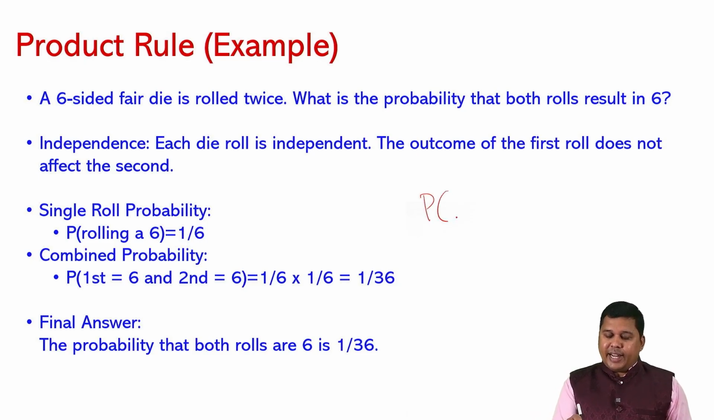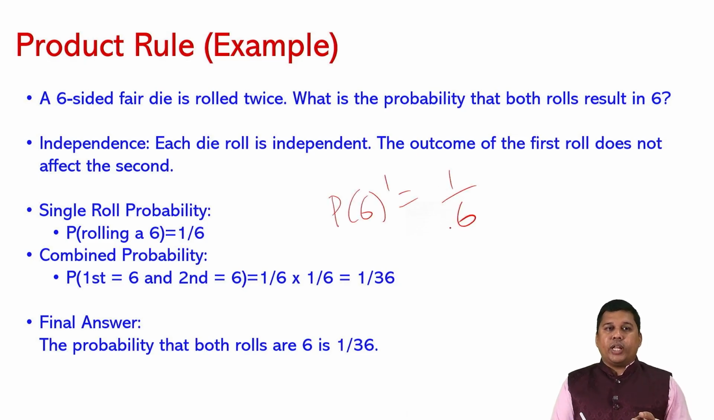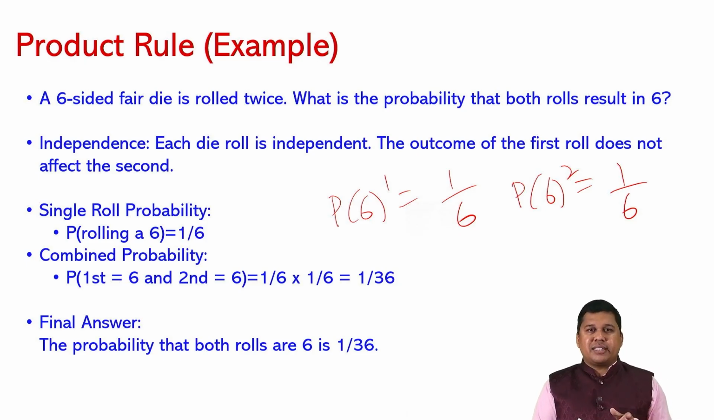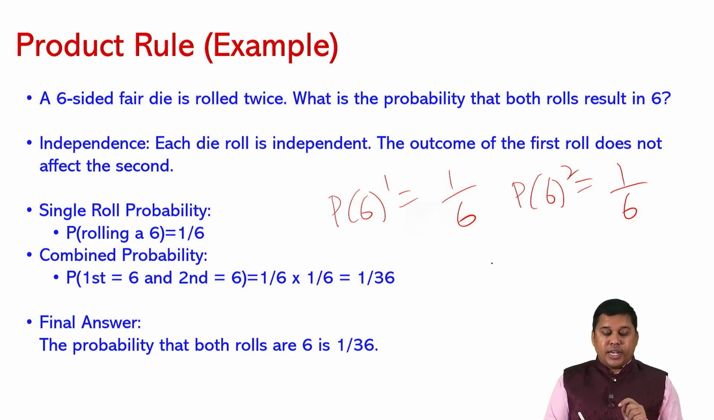If I roll a die the first time, the probability of getting 6 the first time is 1 by 6. Again the second time I am rolling it. What is the probability of getting 6? The second time it is also 1 by 6, because we know that when I roll a die, the probability of getting a 6 is 1 by 6. So, 2 times I am getting this. The question is, what is the probability that both the rolls result in 6?